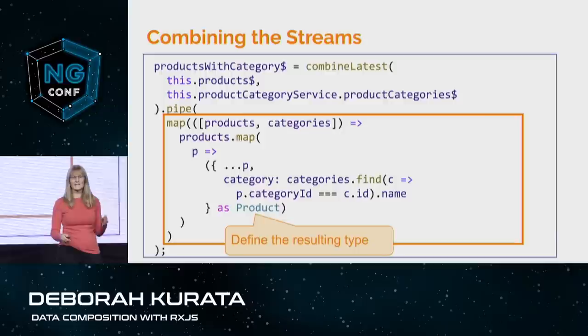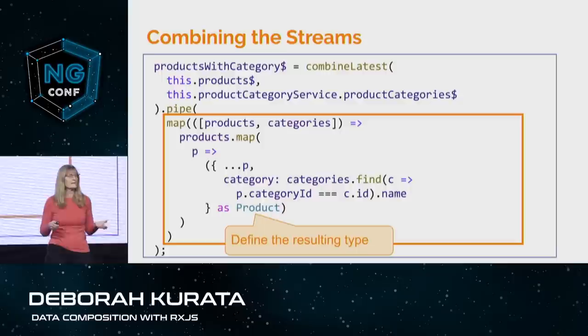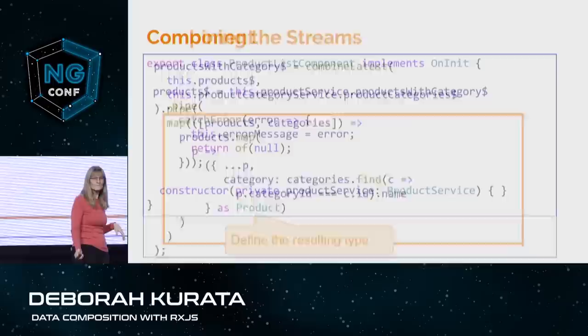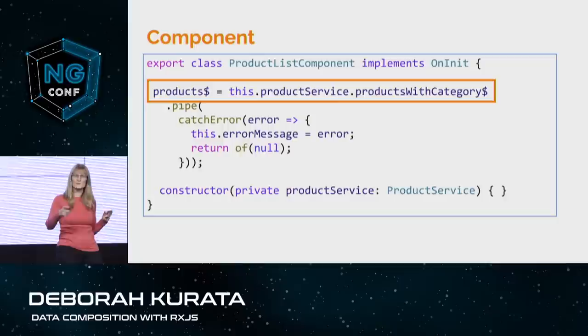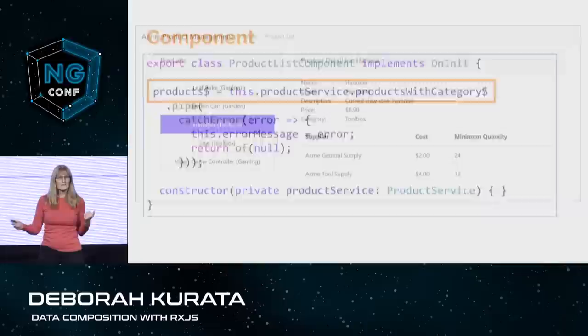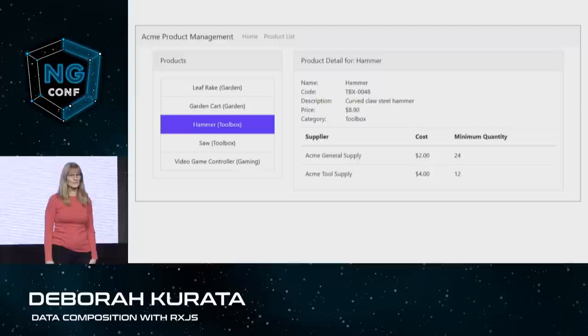So what comes out of here, what's emitted out of here, is going to be a product array, just like products dollar would, which is exactly what my UI wants, only now it has this extra property called category. In the component then, I just change it. Instead of saying this.productService.products, it's this.productService.products with category. And then I don't have to change my UI because it's already binding to products dollar. Okay? Alrighty. So we end up with our category of toolbox, so much nicer.